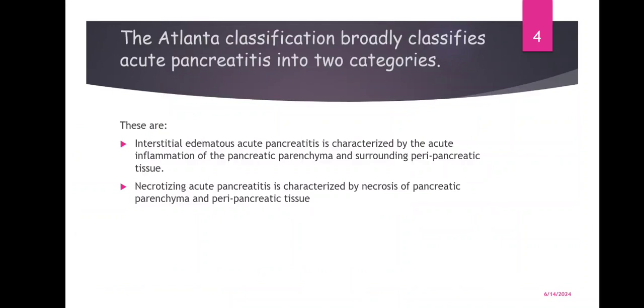So we have the Atlanta classification that broadly classifies acute pancreatitis into two categories. These are interstitial edematous acute pancreatitis, which is characterized by the acute inflammation of the pancreatic parenchyma and surrounding peripancreatic tissue. Then there is necrotizing acute pancreatitis, which is characterized by necrosis of pancreatic parenchyma and peripancreatic tissue.